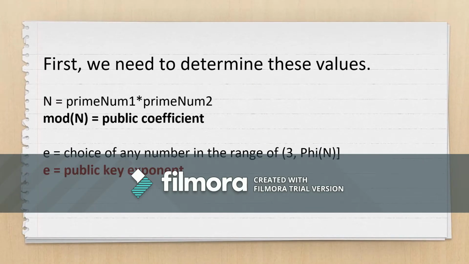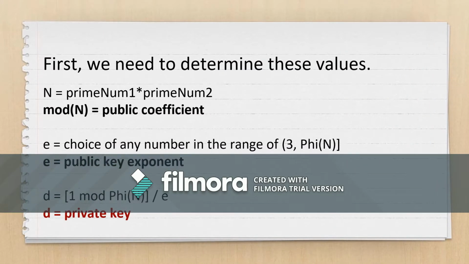Now we need to calculate e, the public key exponent. E can be any number within the range of 3 and phi of n. We choose 3 because it's the first reasonable prime number. Then we will need to calculate d, the private key. We calculate d with this formula.